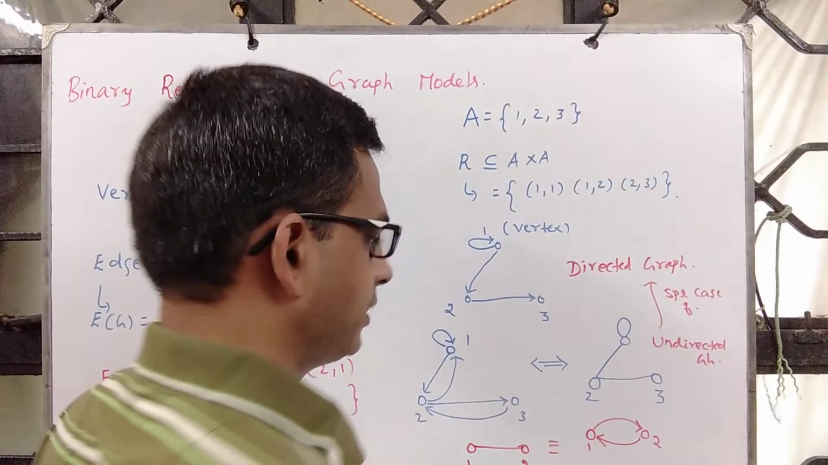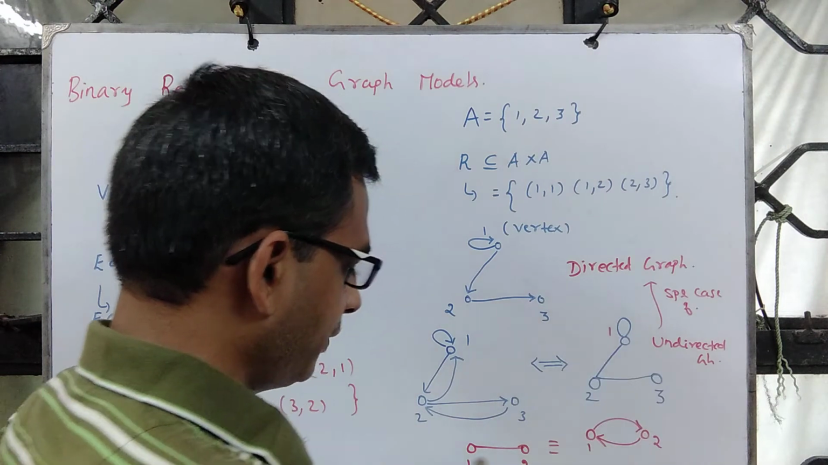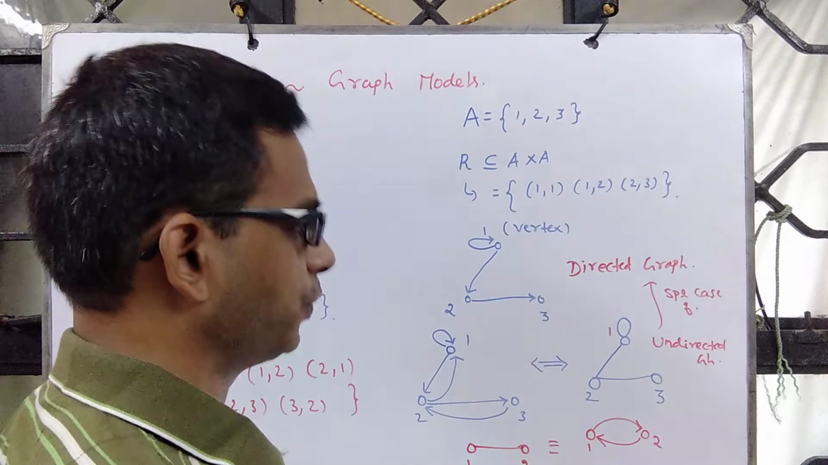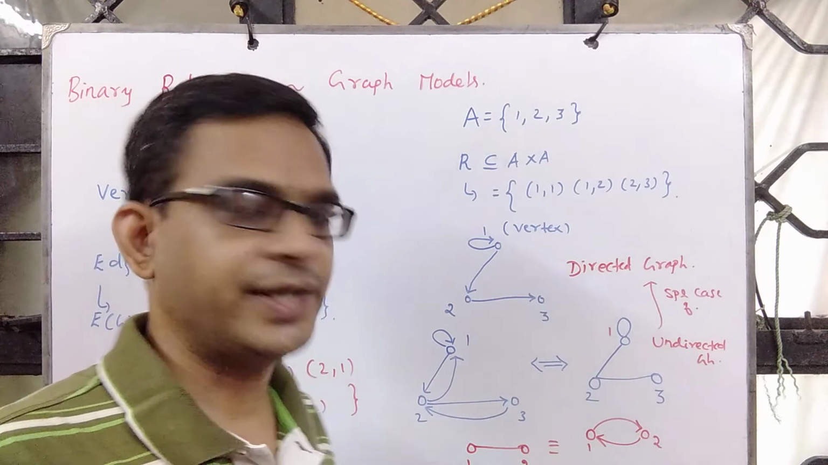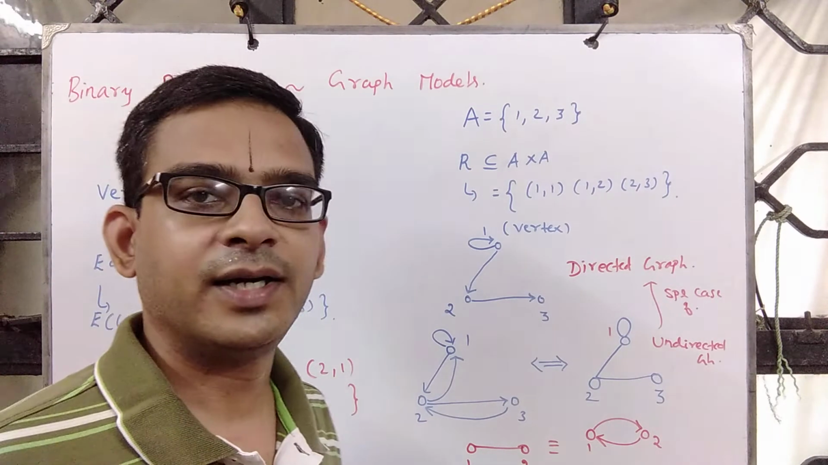What is that special case? The special case being, if you look at any edge, you see that you have an arc from 1 to 2 as well as 2 to 1. So it's a special case of a directed graph, wherein for each edge AB, you have an arc from A to B and B to A.